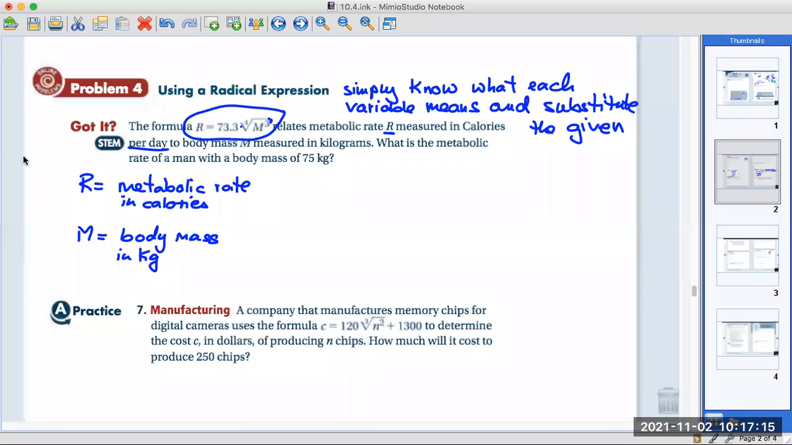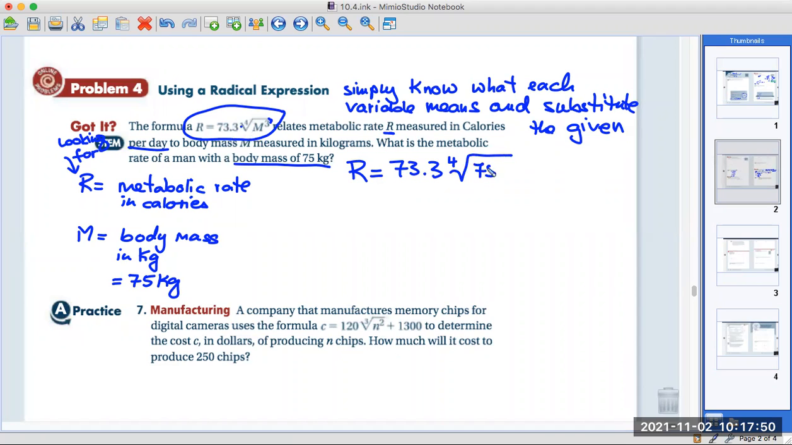We have 2 variables and one is given. The M we know is 75 kilograms. And we're looking for R, which is the metabolic rate in calories. Okay, so let's plug in what we got. We're using the formula and a calculator, obviously. So we're going to rewrite R, which we don't know, equals 73.3 times the 4th root of 75 cubed, because there's a power of 3.